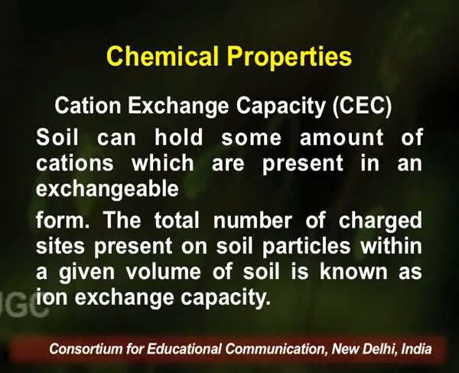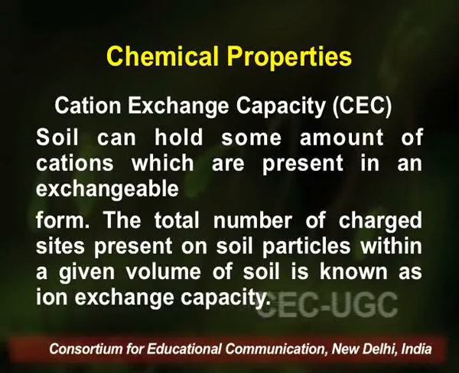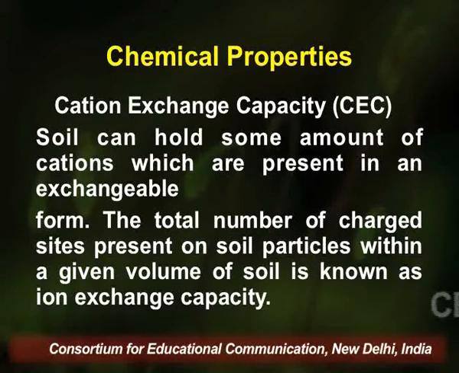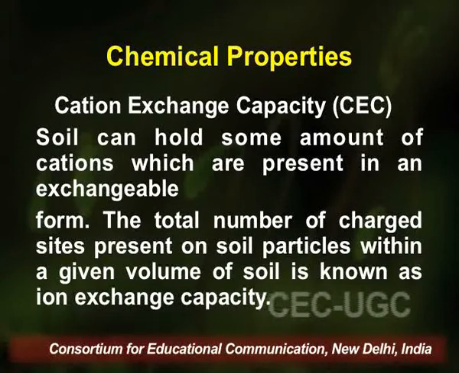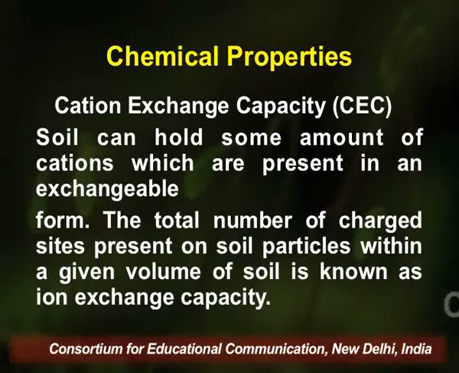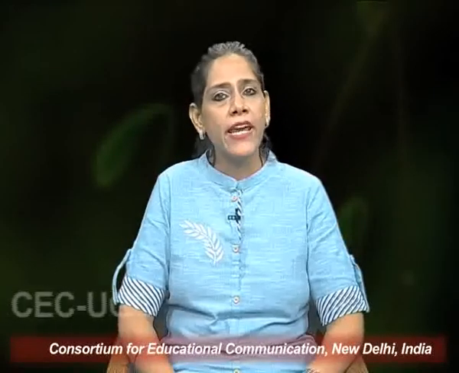Now, if we think of chemical properties, the first important thing that comes to our mind is cation exchange capacity of soil. Soil, we all know, can hold some amount of cations which are present in an exchangeable form. The total number of charged sites present on soil particles within a given amount of soil is known as its ion exchange capacity. The total number of negatively charged sites present on clay particles and humus is called its cation exchange capacity, or CEC.